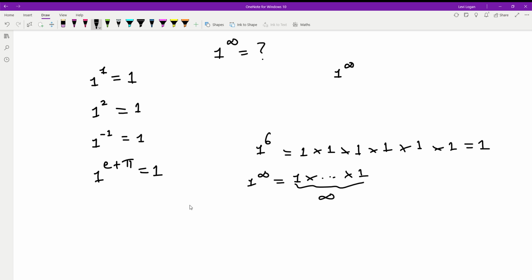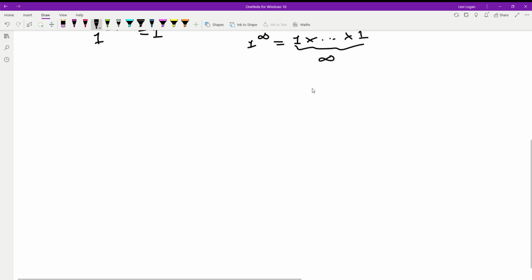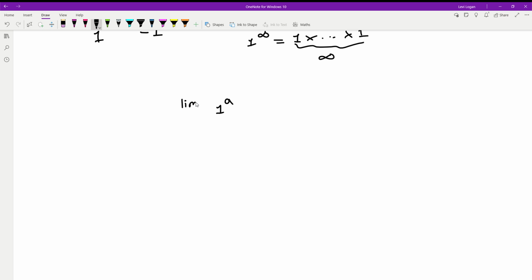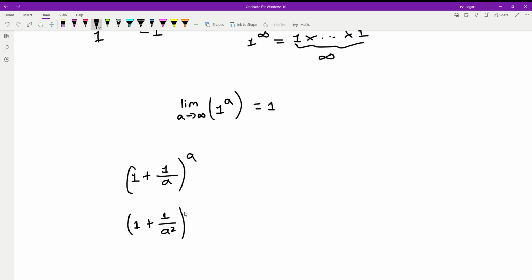So specifically, we could use an approximation to work out what this would be, such as the limit. Let's just say we had 1 to the power of a, and we had the limit as a goes to infinity. Now if you wanted to, you could say, alright, this is equal to 1. But there's a problem here. Consider two other limits. Let's say we had this limit: 1 plus 1 on a, to the power of a, and then 1 plus 1 on a squared, to the power of a. Now, let's put two limits on these: a goes to infinity in this one, and a also goes to infinity in this one.